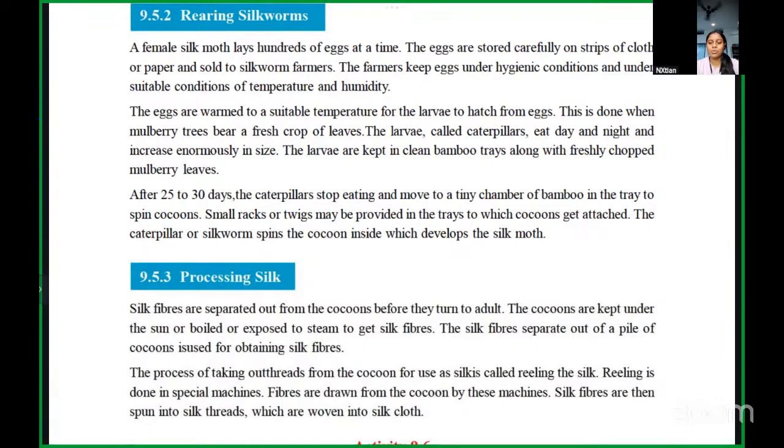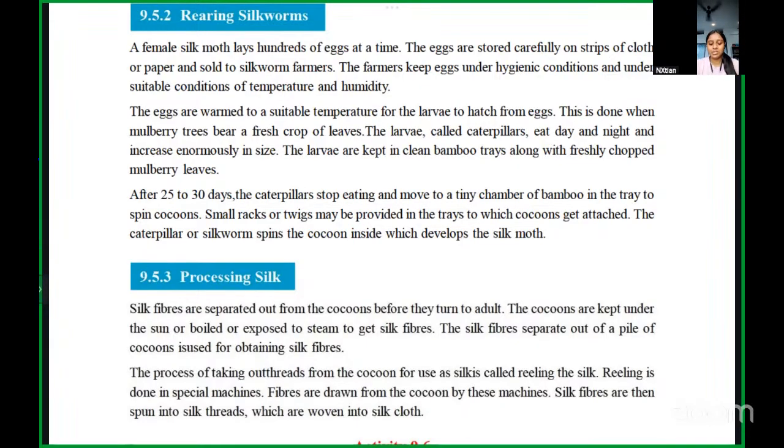They warm it, but they do not just put it on a fire or on a stove, if you think that. No, they do not warm it like that. They warm it in the sun, providing a little bit warmer temperature. So the larvae hatch from the eggs. This is done when mulberry trees bear a fresh crop of leaves.